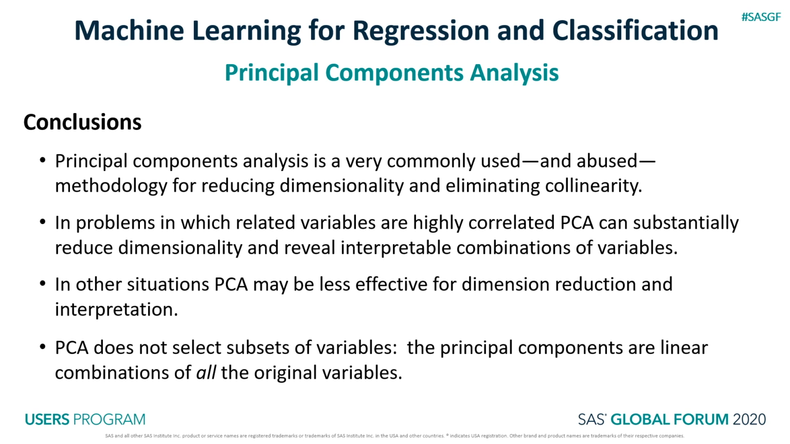In other situations, principal components analysis may be less effective for dimension reduction and interpretation, and really it may not reveal any interesting structure within the data at all. And in these cases, it simply is not an effective data analysis tool. Now, although principal components analysis reduces the dimensionality of the data set by reducing the number of variables, it doesn't actually reduce the need for all of the variables. So it doesn't effectively select subsets of variables. All of the principal components are linear combinations of all of the original variables, so you still need all of the original variables.